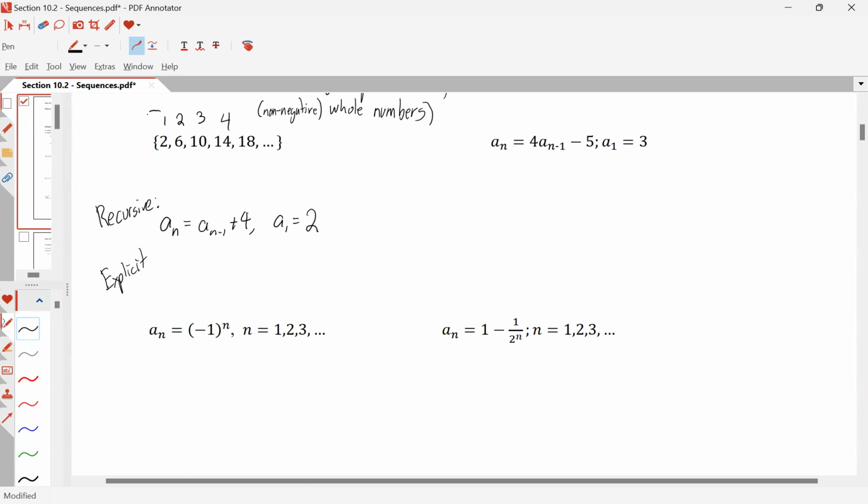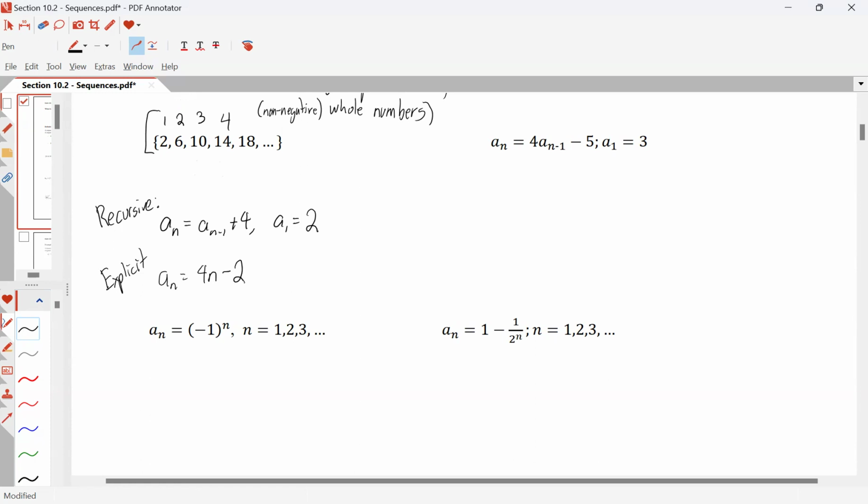So if this was my input-output table and I needed to find the slope of the line, for every one increase in my input, I have an increase of 4 in the outputs. So the slope is 4. So 4 times n to be that linear part. And now I just need to adjust so that when I plug in 1, I get 2. Well, if I plug in 1 currently, I get my first term to be 4. I need to subtract 2.